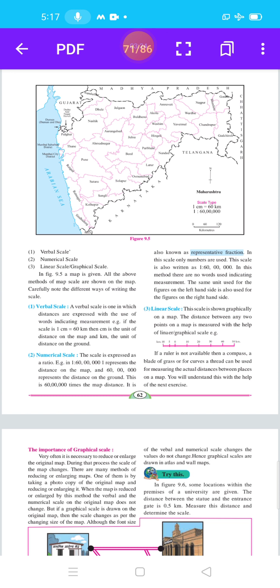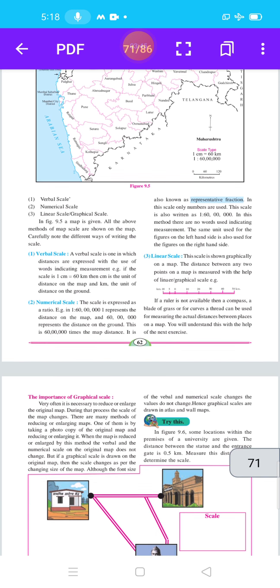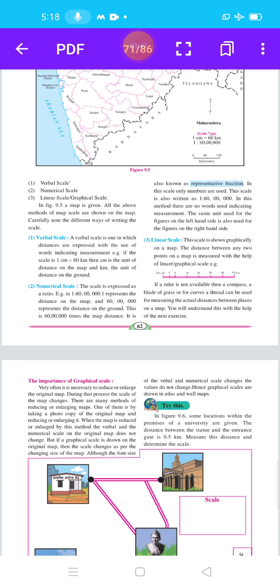This scale is shown graphically on a map. The distance between any 2 points on a map is measured with the help of the linear or graphical scale. Example here, students, a scale in kilometers. If a ruler is not available, then a compass, a blade of grass, or for curves a thread can be used for measuring the actual distance between places on a map. You will understand this with the help of the next exercise.